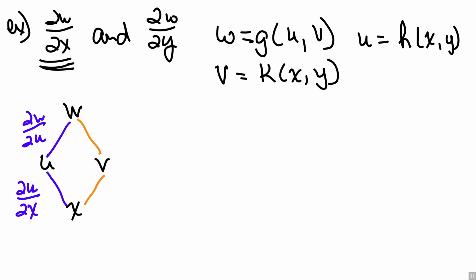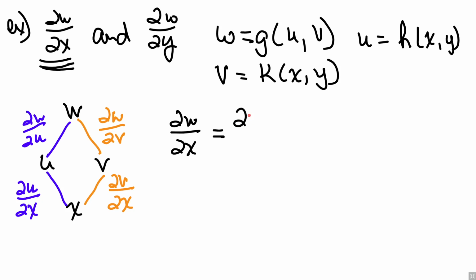Now, on the other side, from w to v, we're going to do the partial of w in respect to v. And then from v to x, we're going to do the partial of v in respect to x. So our formula for doing the partial of w in respect to x is going to be equal to, if we start on the left-hand side, the partial of w in respect to u times the partial of u in respect to x plus.